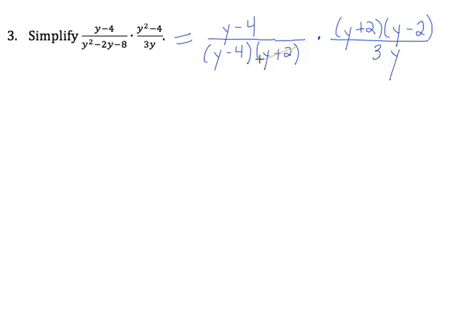So we have a y plus 2 in common, and that's it. That's the only thing that cancels there. So we have y, oh no, that's not true. We also have a y minus 4 right here that cancels. That leaves us with a 1 right there in that numerator. So we have y minus 2 over 3y is all that we're left with.